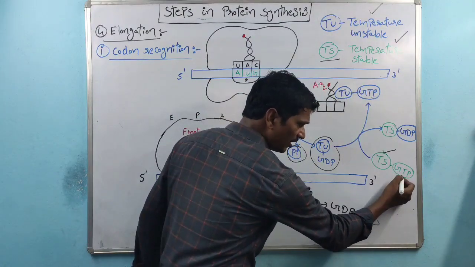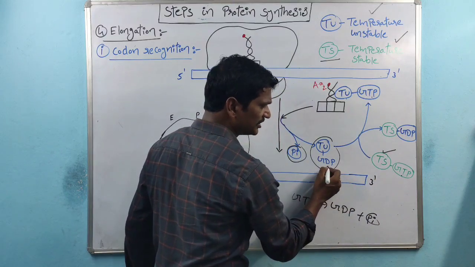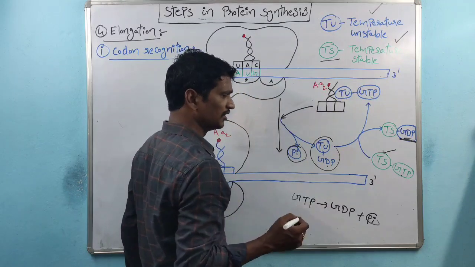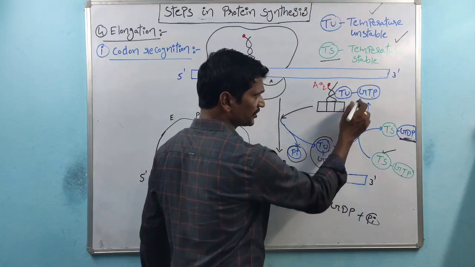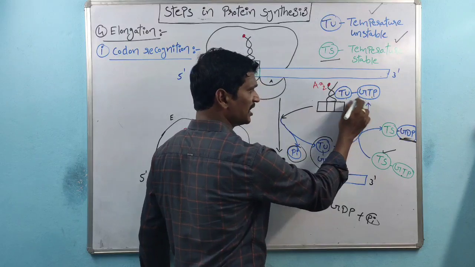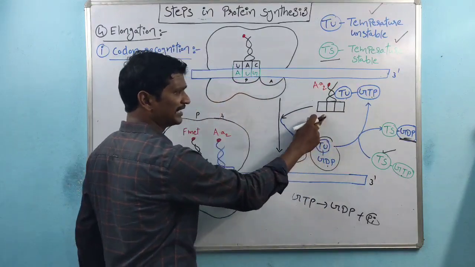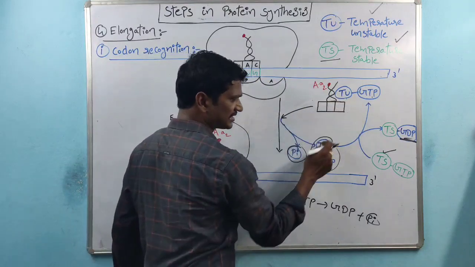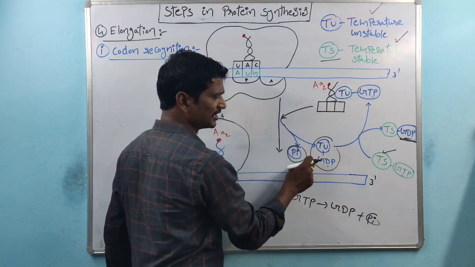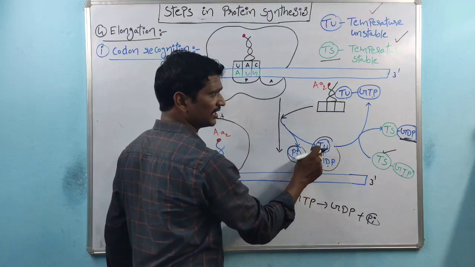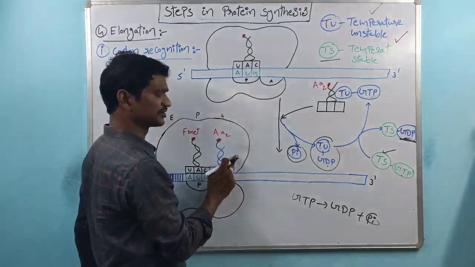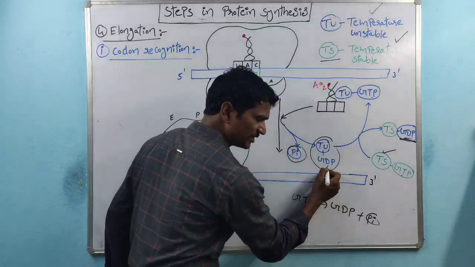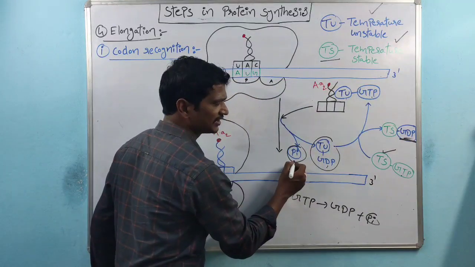binding of GTP and releases the GDP. Simple. The TU initially binds to GDP. After binding of the loaded tRNA at the A site, the TU factor is released. Along with the TU factor, here GTP hydrolysis has already taken place, right? The TU factor having GDP and inorganic phosphate is liberated, right?